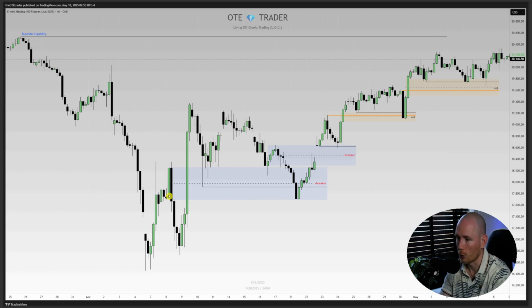So this is a breaker over here. Actually, it's a mitigation block. I marked it out as a breaker, but it is a mitigation block because we did not run sell side here. So we've got to consider this as a mitigation block.